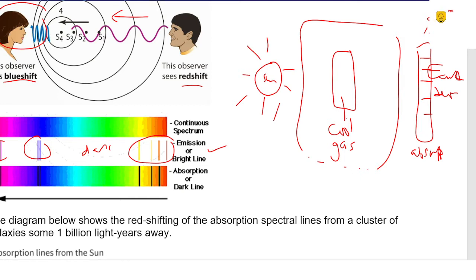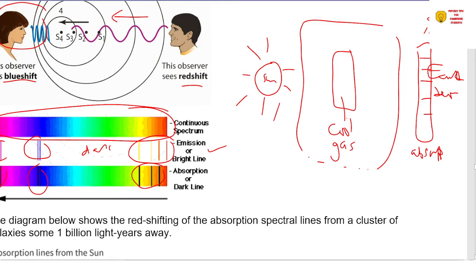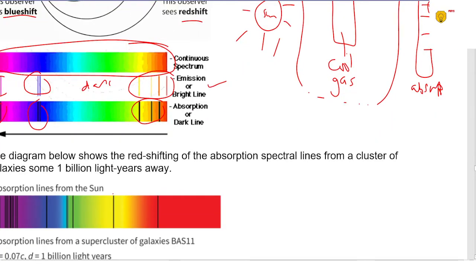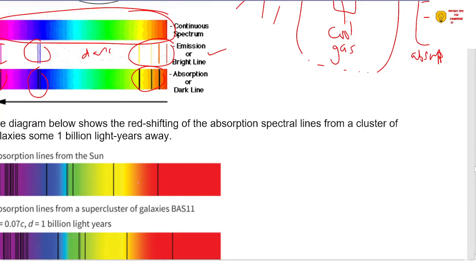So the spectrum that comes from the sun is a continuous spectrum, but then if there are gases in between, they're going to absorb those wavelengths that are characteristic to themselves. So we're going to get dark lines for the absorption spectrum and bright lines for an emission spectrum. So this is an absorption spectrum when you see these dark lines. Right, so as you can see, red shifting of the absorption spectral lines can be observed this way.